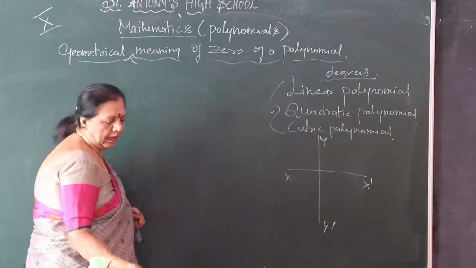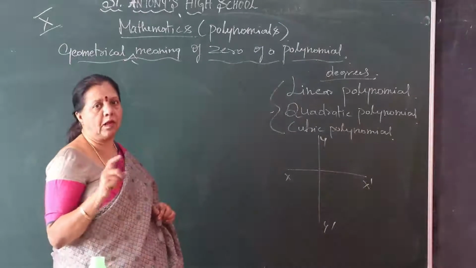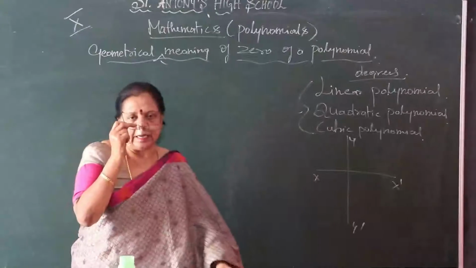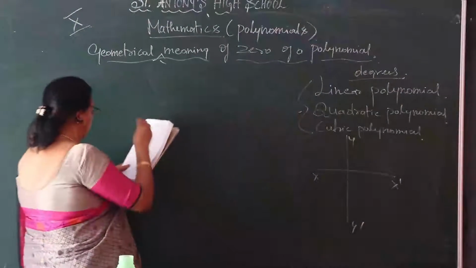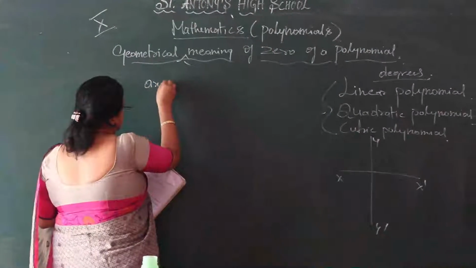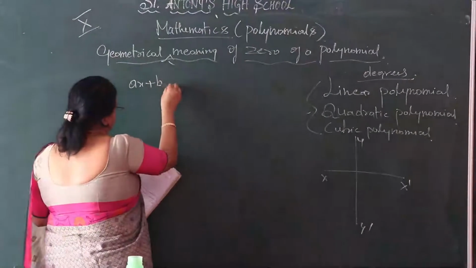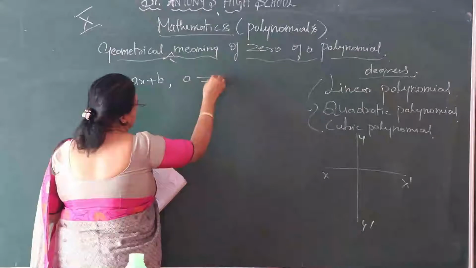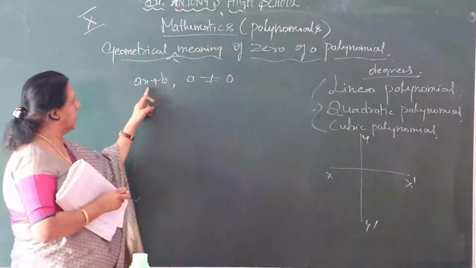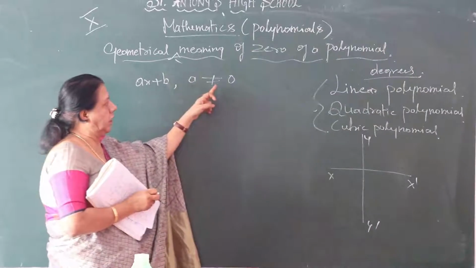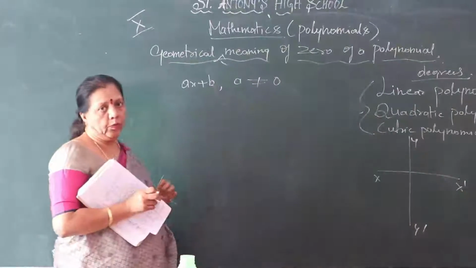Now let us go one by one, starting with the linear polynomial. In the previous class I made you learn that the linear polynomial form is ax plus b, where a is not equal to 0. All of you pronounce it: ax plus b, a is not equal to 0.